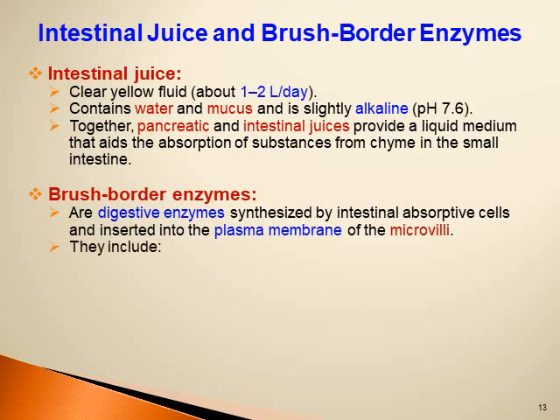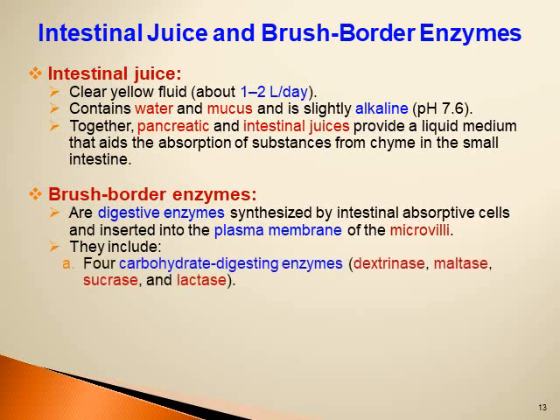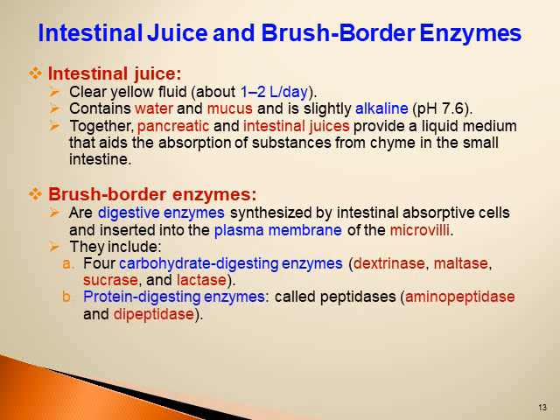We have different types of brush border enzymes, and these include 4 carbohydrate digesting enzymes. These are dextrinase that digests dextrin, maltase, saccharase, and lactase. Then there are protein digesting enzymes called peptidases, like aminopeptidase and dipeptidase.